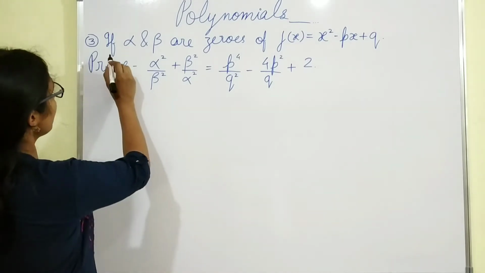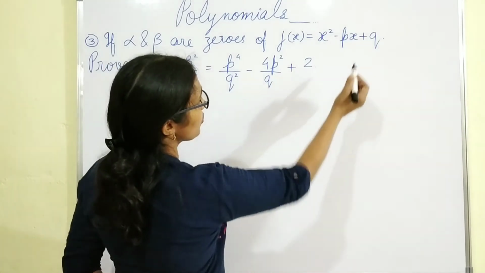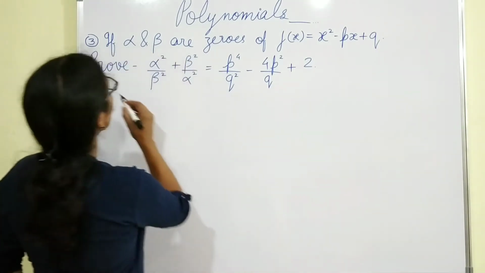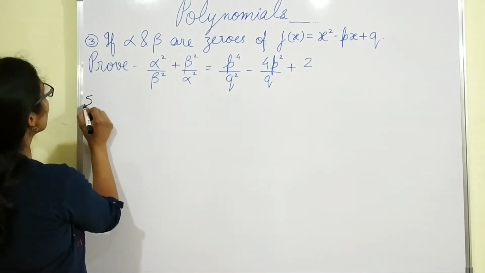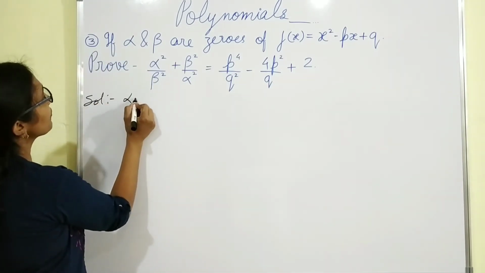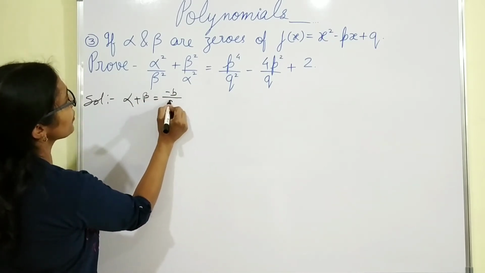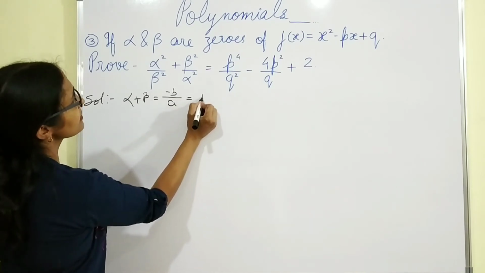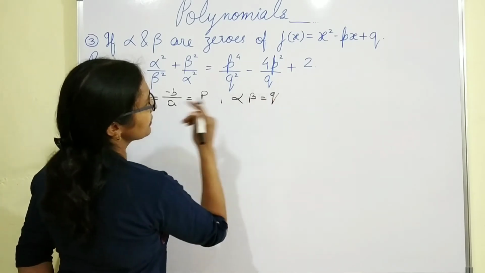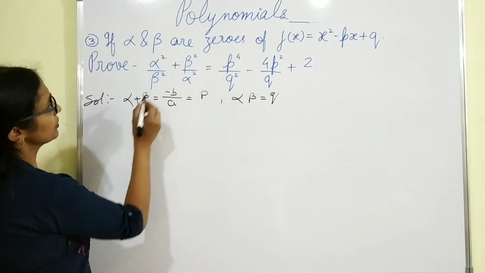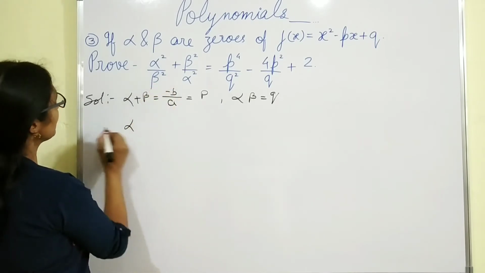Now, third question. If alpha and beta are zeros of f of x equals x square minus px plus q, prove this. So, solution. The sum of the zeros, that is minus b upon a, is p, and the product of the zeros, c upon a, is q. So I am solving the left hand side.